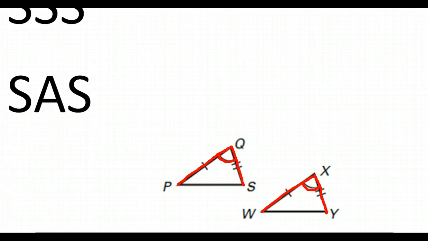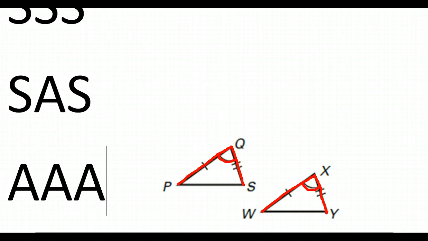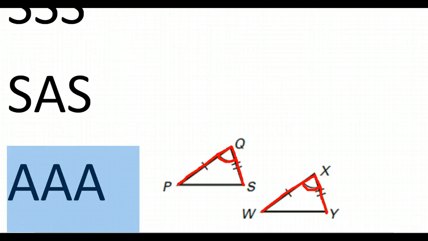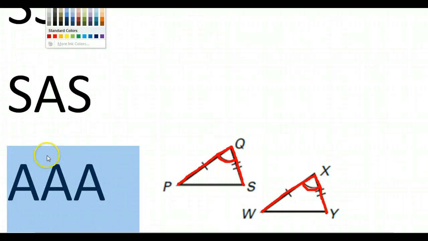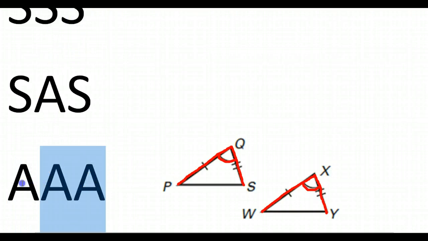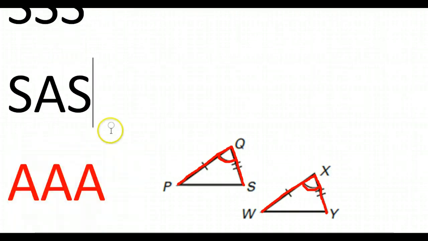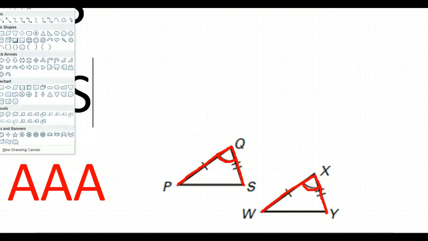For example, we have side, side, side. What about angle, angle, angle? Well, I'm going to color that red because that's a fail. Okay, that's a no. It turned out that angle, angle, angle, having 3 angles that are the same would not guarantee that the triangles are congruent.